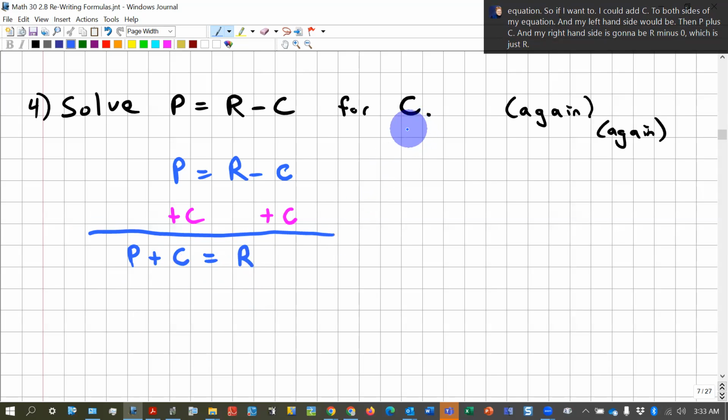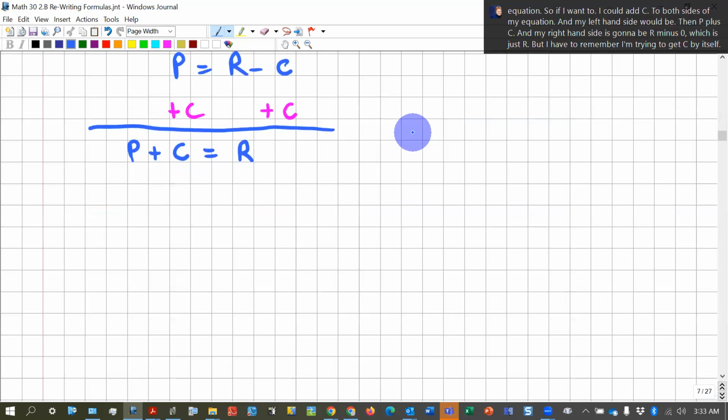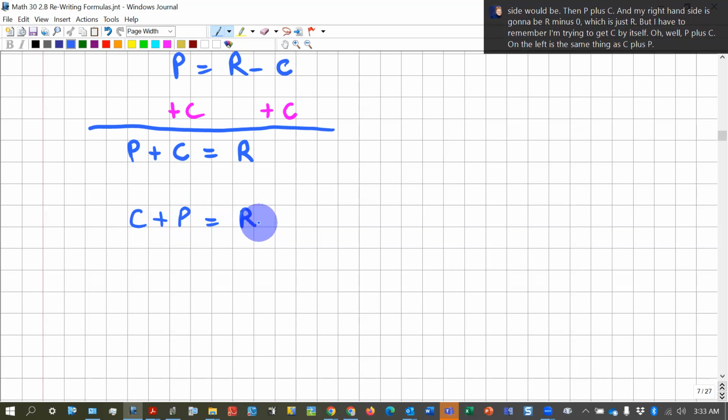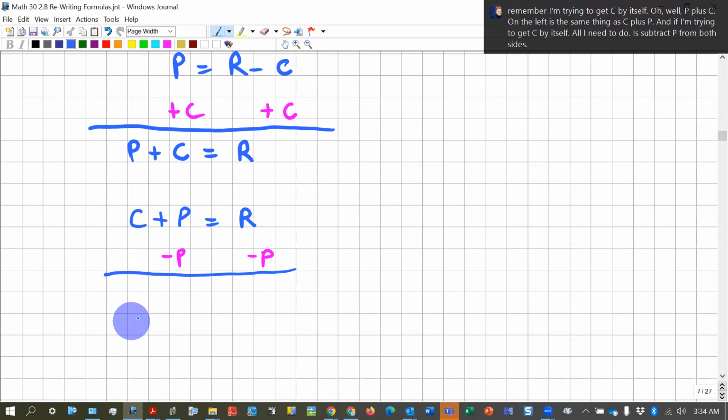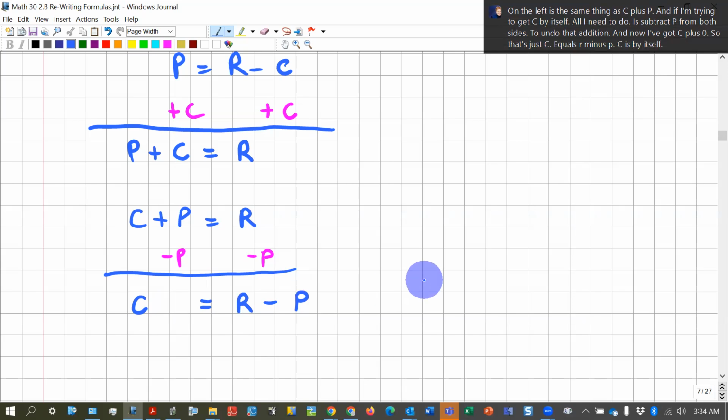But I have to remember I'm trying to get C by itself. Oh, well, P plus C on the left is the same thing as C plus P. And if I'm trying to get C by itself, all I need to do is subtract P from both sides, to undo that addition, and now I've got C plus 0, so that's just C, equals R minus P. C is by itself. The right-hand side is just two variables being subtracted. We're done.